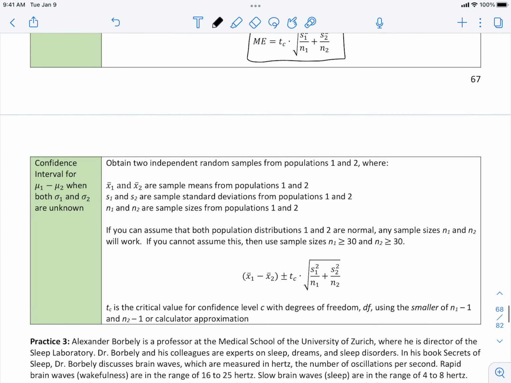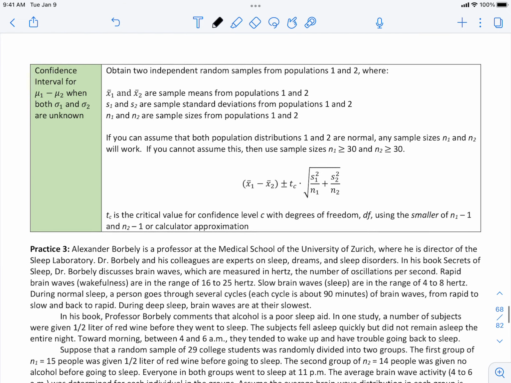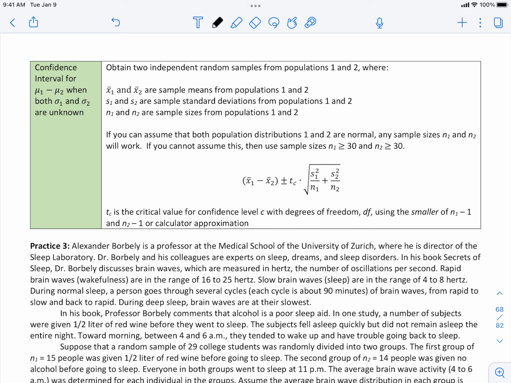And so let's go to the next page, and here's our confidence interval formula. Again, we obtained 2 independent random samples from populations 1 and 2, where our x1 bar and x2 bar are sample means from populations 1 and 2. S1 and S2 are sample standard deviations from populations 1 and 2. N1 and N2 are sample sizes from populations 1 and 2. If you can assume both are normal, any sample size will work. If you cannot, then use sample sizes N1 greater than or equal to 30 and N2 greater than or equal to 30.